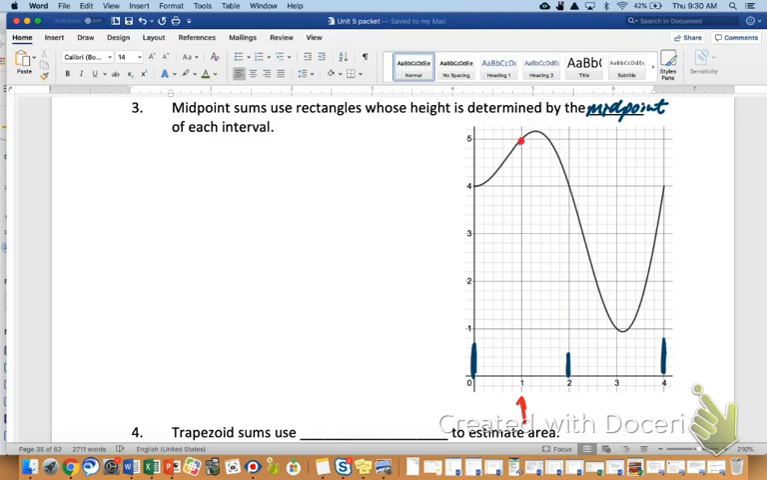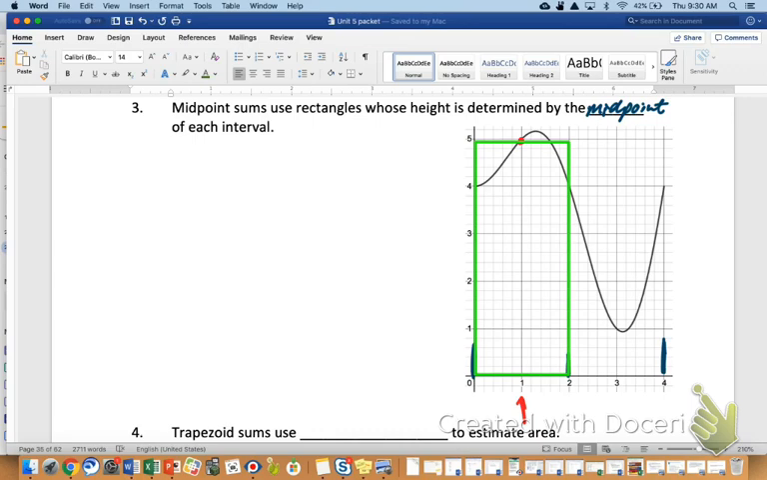So my rectangle would look, I'll try to draw a good one here. My rectangle would look like this, approximately. We'll go with that. Okay, so you can see here that there are parts of the rectangle that are above the graph. There are parts of the rectangle that are below the graph. So the accuracy is not as easily defined here as it is with the left sum or the right sum.